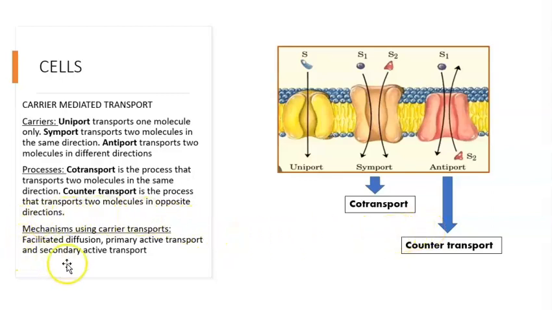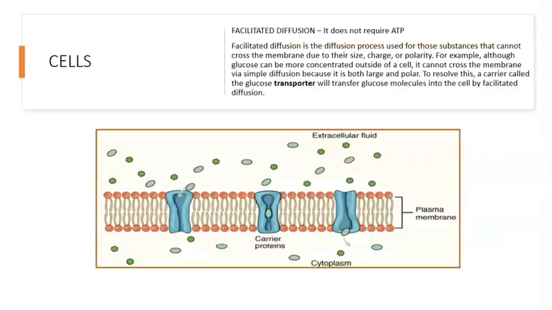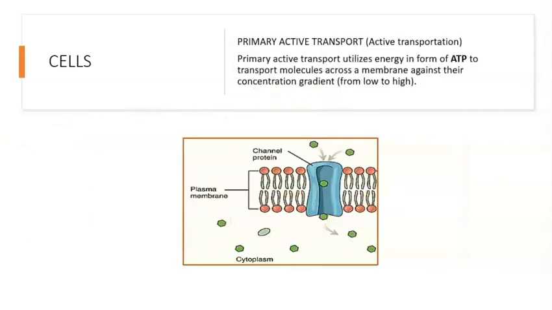Achieved by these different types of carriers are going to be facilitated diffusion, primary active transport, and secondary active transport. In facilitated diffusion, the substances go from high to low. But it doesn't do it alone. It needs a transporter. For that reason, this is going to be called facilitated diffusion. The primary active transport is an active transportation because it uses ATP. Remember, we always say from high to low. Well, in a lot of circumstances it is going to be done from low to high. But that is only if we are going to use ATP.